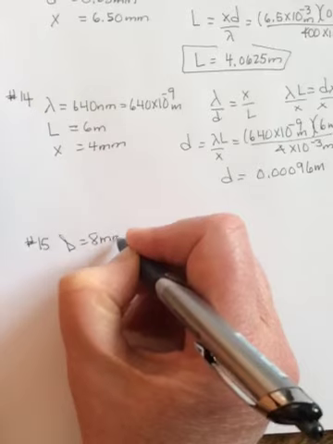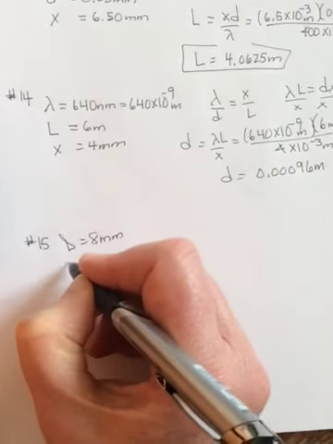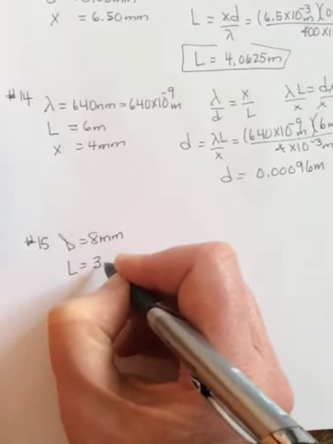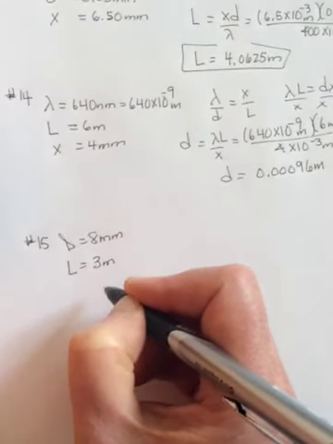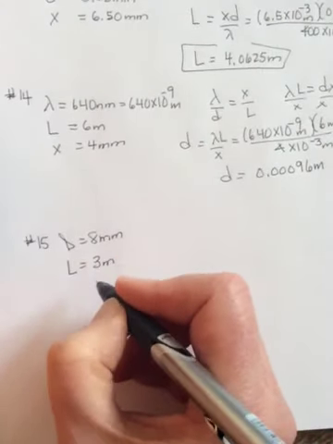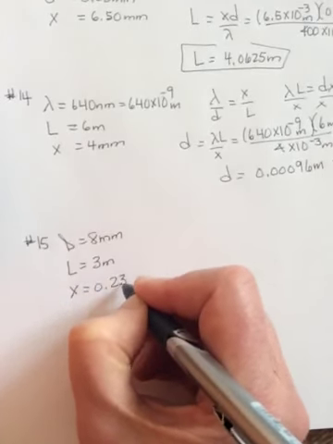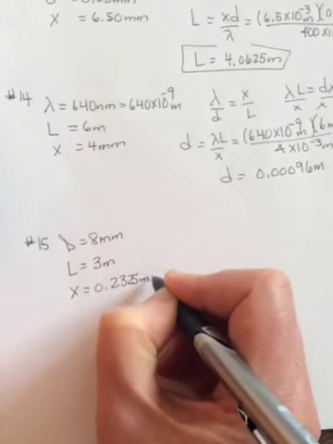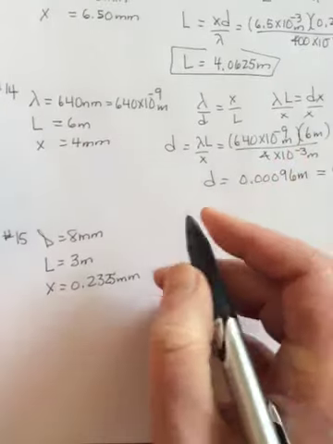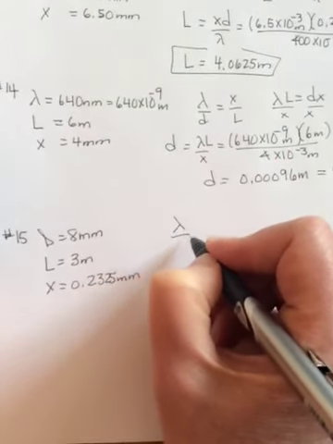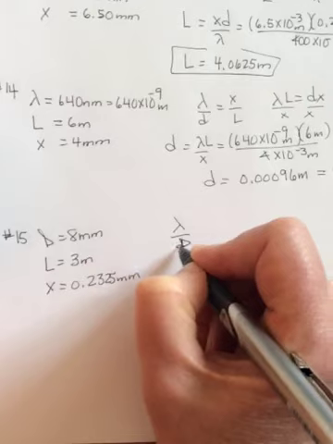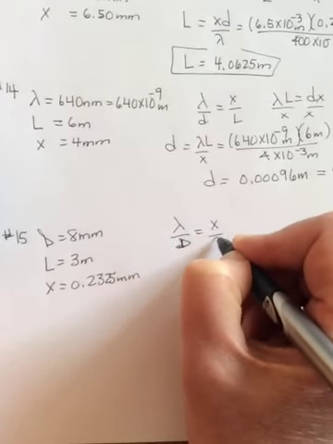Okay, and the last one, number 15, says a single slit of width, so capital D, of width 8 millimeters is 3 meters from the screen, distance from the screen, L. If the distance between the central max and the first max, our X, is 0.2325 millimeters, what color is it? So first we have to find lambda. So lambda, over capital D equals X over L.